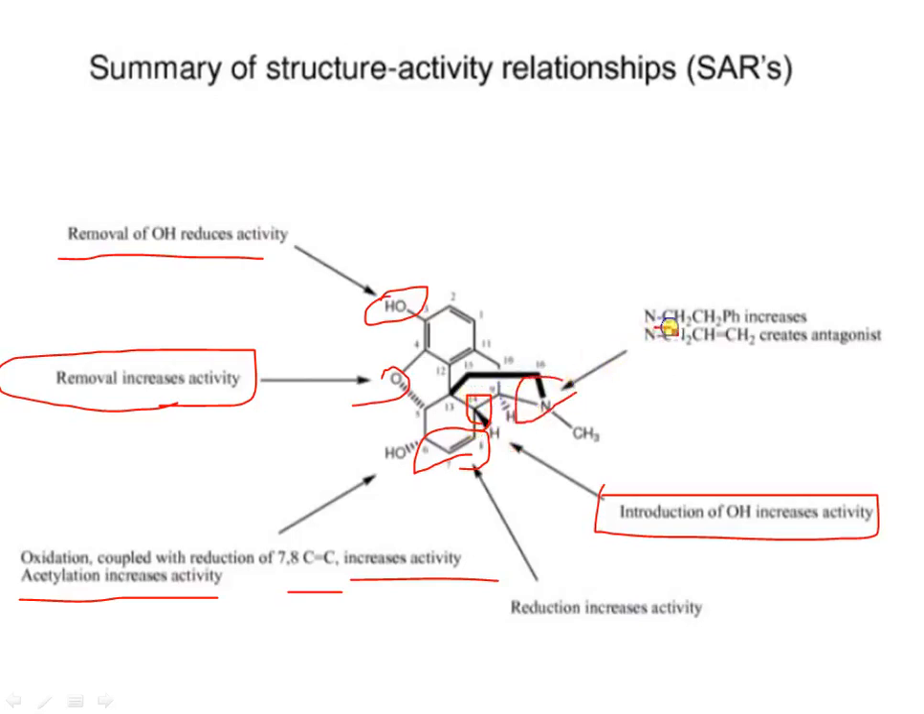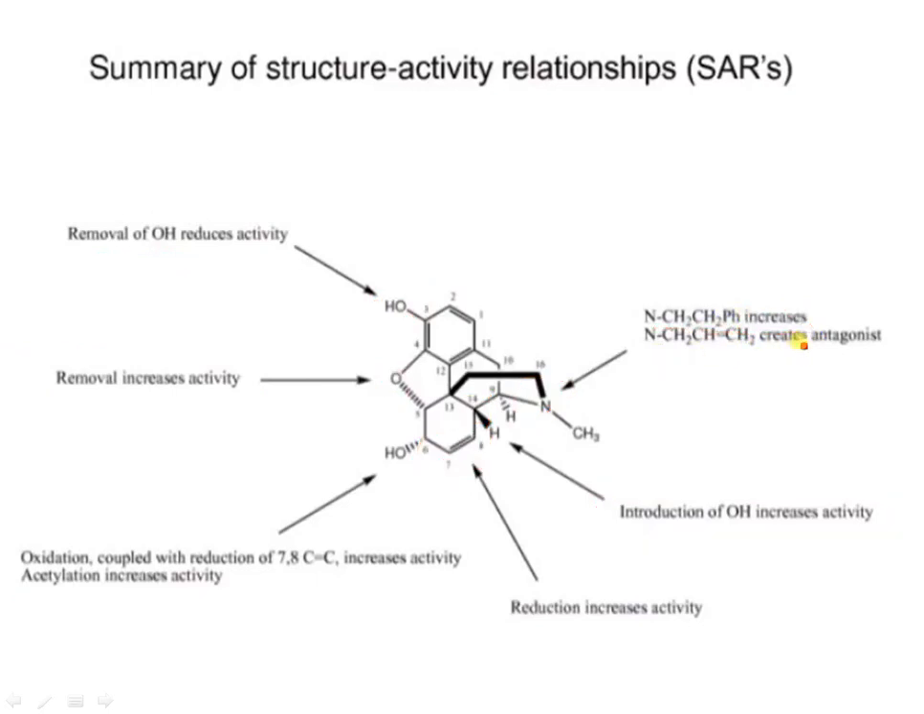An ethyl phenyl group increases the biological activity, and if it creates unsaturation there, it creates an antagonist drug at the nitrogen atom. These are the summary of the structure-activity relationship.